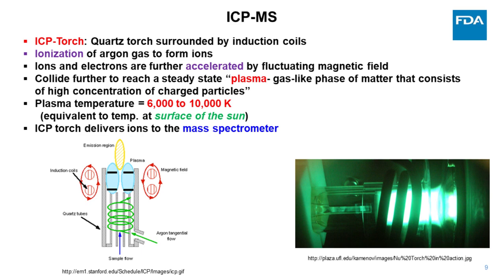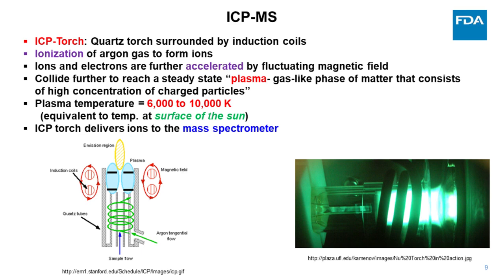So these argon plus ions, these cations, because of the fluctuating magnetic and electric field around the torch, collide with each other and with other ions, and they keep generating more and more ions. They keep colliding in this fluctuating magnetic and electric field, and as a result it generates this very steady-state plasma, which is a gas-like phase of matter. Actually, it's called the fourth phase of matter now, with a high charge concentration of particles.